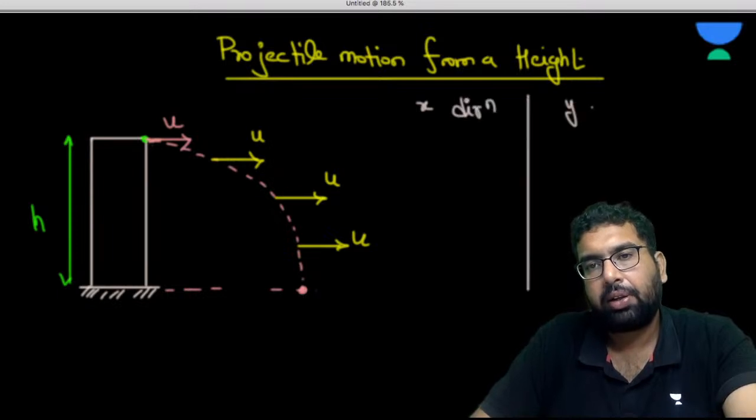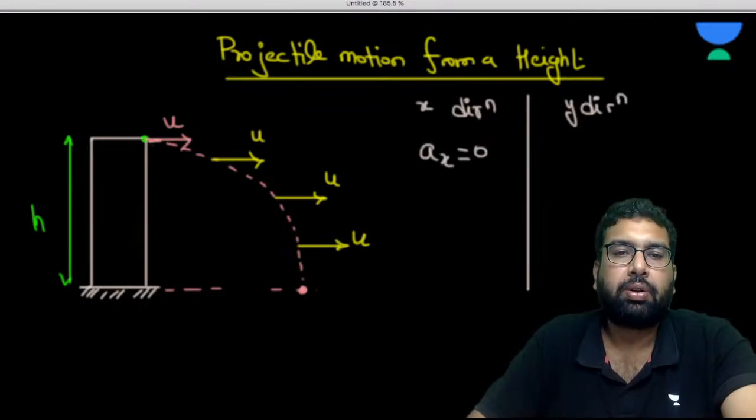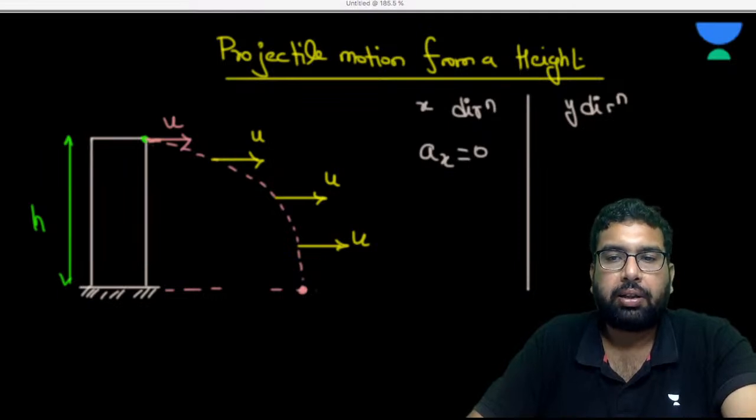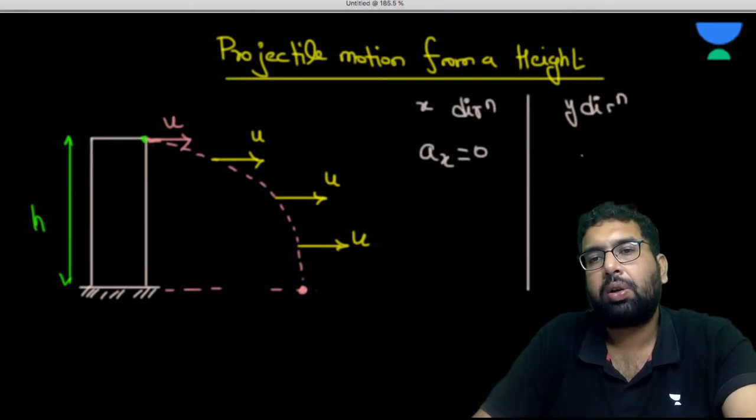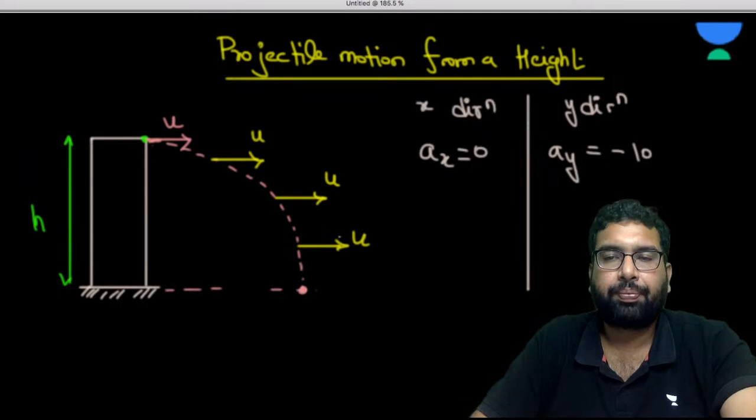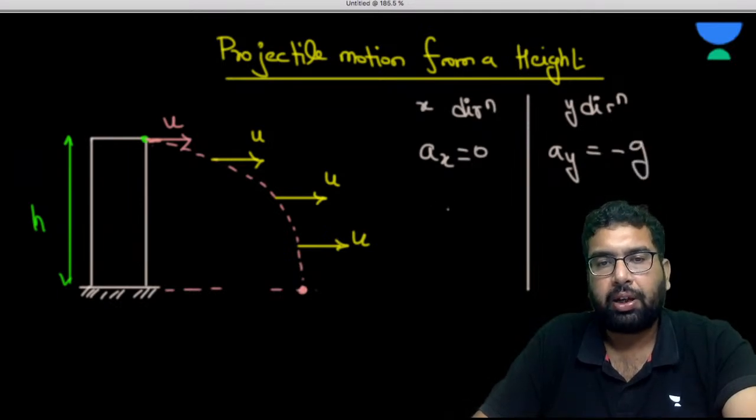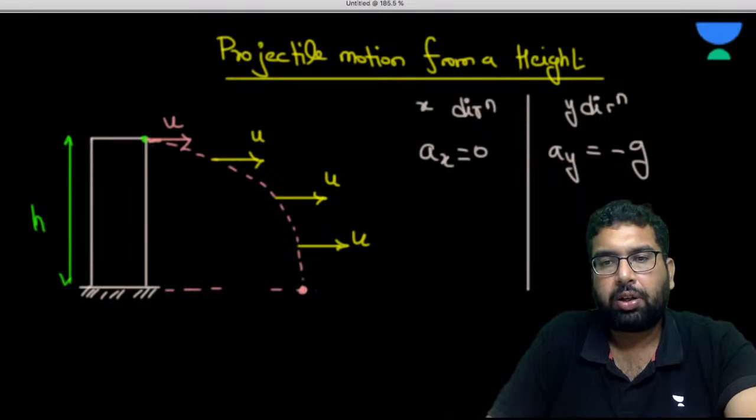In x direction there is no acceleration whatsoever, because acceleration due to gravity doesn't act in x direction, that is, the horizontal direction. What is ay? It is always downwards, so this is going to be minus 10, or minus g, whatever. Now, please understand this.